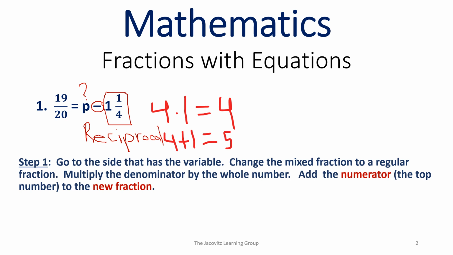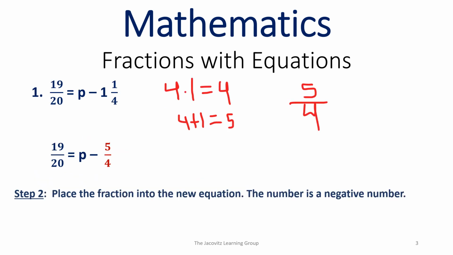Okay, so you have 4 times 1. Okay, and this 4 times 1 equals 4, and then when you get ready to add, you are adding plus 1. So you're going to get 5, and you keep the denominator the same. So it's 5/4. That's your new fraction.